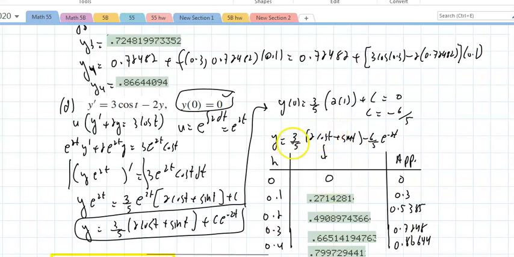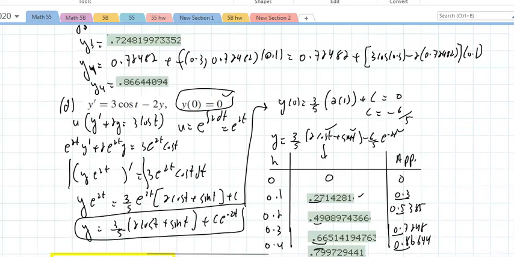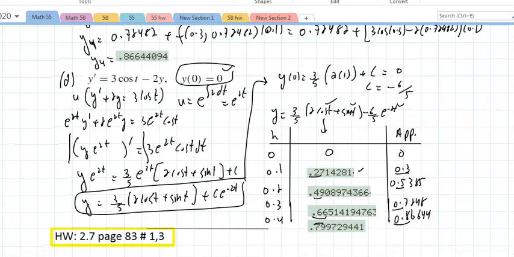If I put a 0 in there, I'll get 6/5 minus 6/5, which is 0. If I plug in 0.1 for t, plug that in my calculator, I notice if you round this, you get 0.3, and if you round this, you get 0.5, if you round this, you get 0.7, and if you round this, you get 0.8. So the approximation is very close, and you're going to do then the homework, numbers 1 and 3, and you're going to do just parts A and D for both. A and D on both.